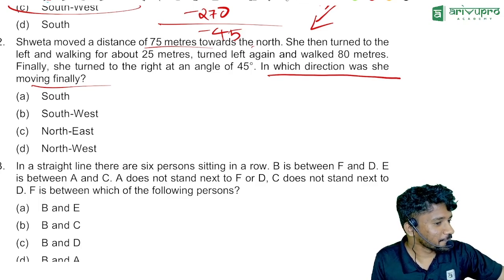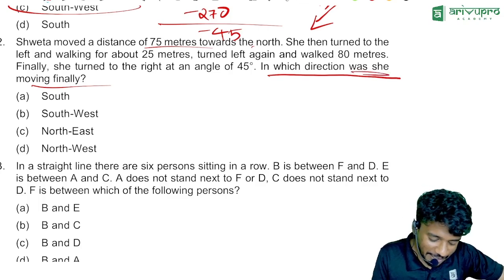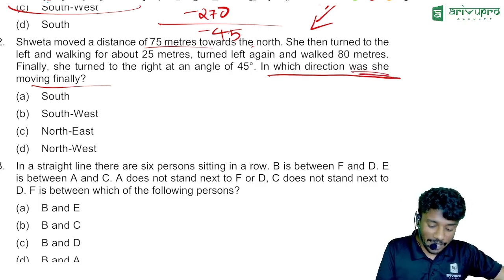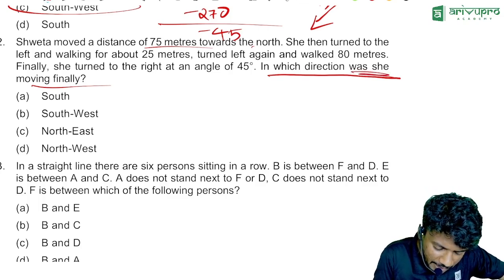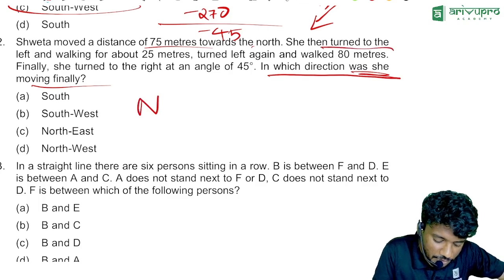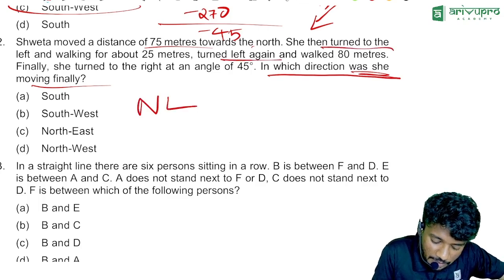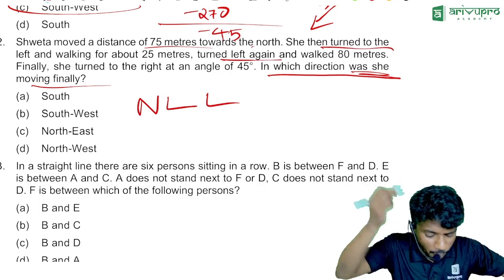How will you do it? We need to know the final direction the person is moving. So first, the initial direction is north. Then she turns to the left, and walked how much? We don't want to know that.